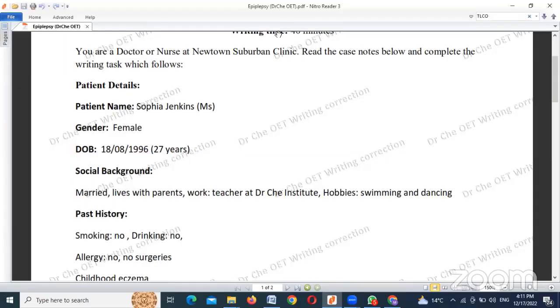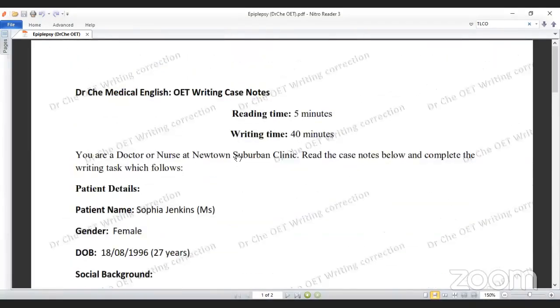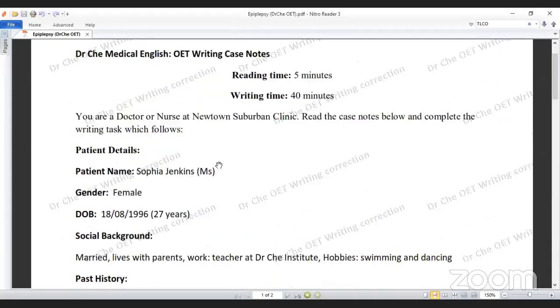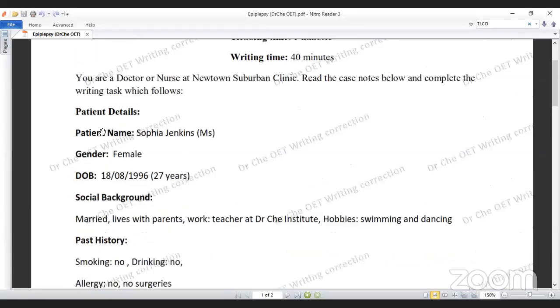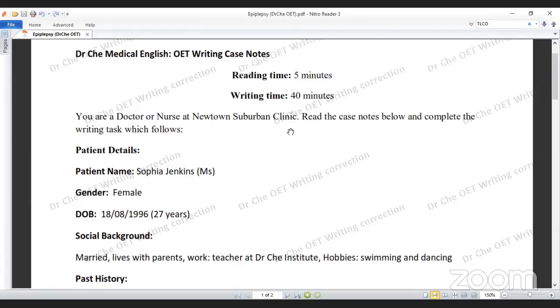So this is the letter. Can anybody tell me what kind of letter this is? Let us read. You are a doctor or nurse at this clinic. Read the case notes below and complete the writing task which follows. After reading this part, we need to do it very quickly. What should we do? Should we keep reading this part, or go somewhere else?